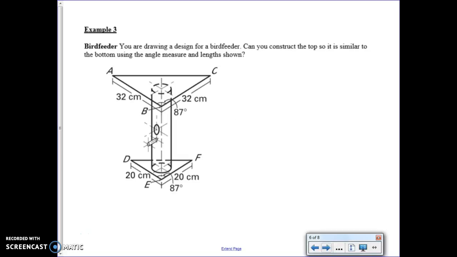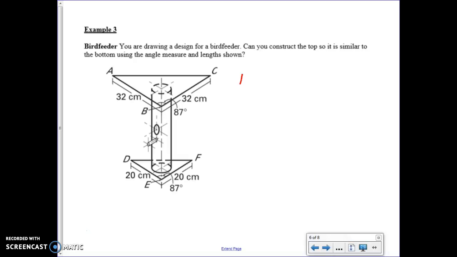So, looking at this picture, if you are drawing a bird feeder, can you construct the top so it's similar to the bottom? So basically, are those two triangles similar? So what I see right away is that we have one angle pair that matches up, and that angle pair happens to be between two sides. So what we want to check then is that these ratios are the same.